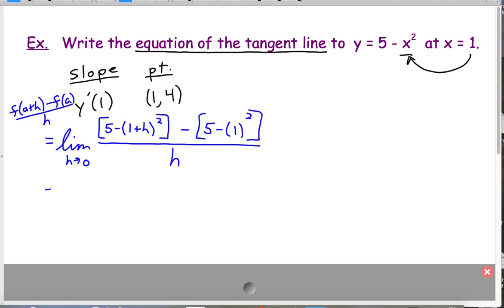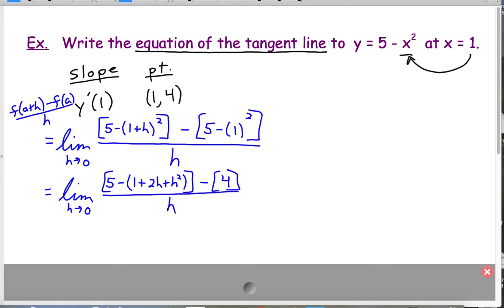All right, so let's go ahead and simplify this to find the derivative, or the slope of the tangent line. And then once we have the slope of the tangent line and we use the point, we can get the equation of the tangent line. So when I simplify the first part, I'm going to have 5 minus, and I'm going to use parentheses, 1 plus h squared. That's 1 plus h times 1 plus h. So that'll give me 1 plus 2h plus h squared. And then, so that's in this bracket, minus, in the other bracket, 5 minus 1 is 4, all over h. I still can't evaluate the limit because that would be a divide by 0.